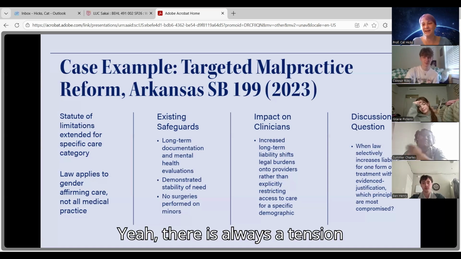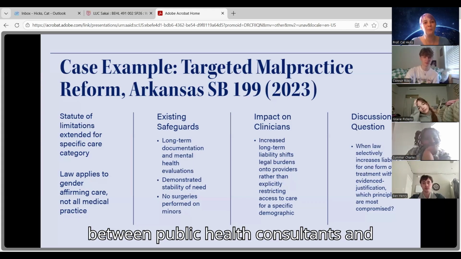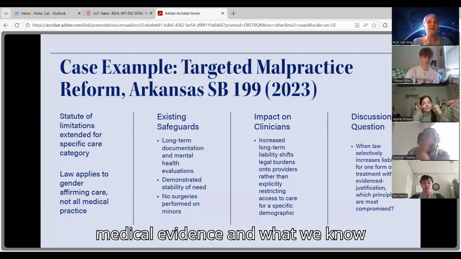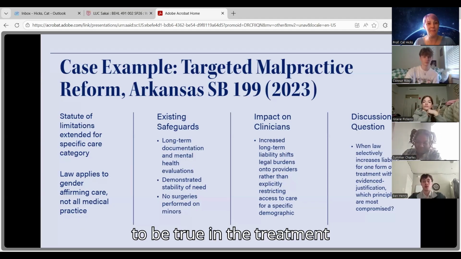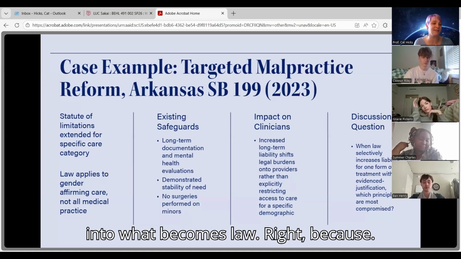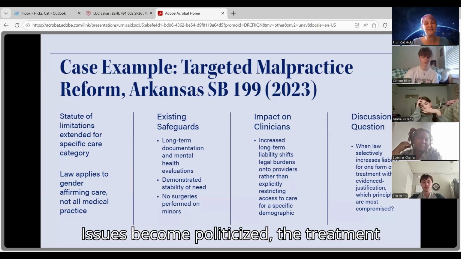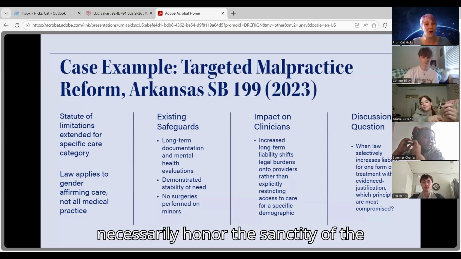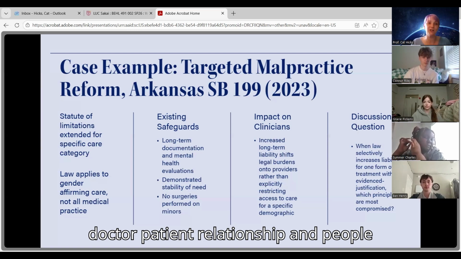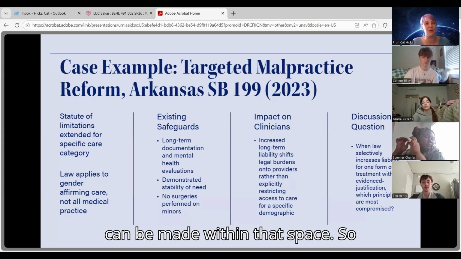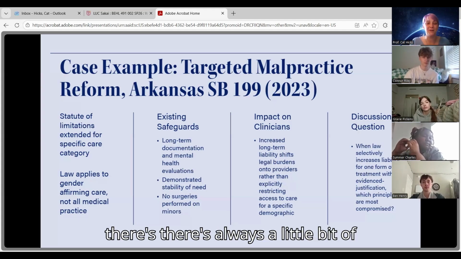Yeah, there's always a tension between public health consultants and actual regulators because oftentimes our medical evidence and what we know to be true in the treatment room doesn't actually translate into what becomes law, right? Because issues become politicized, the treatment room becomes open. We no longer necessarily honor the sanctity of the doctor-patient relationship, and people try to influence what sorts of decisions can be made within that space. So there's always a little bit of an ethical tension.